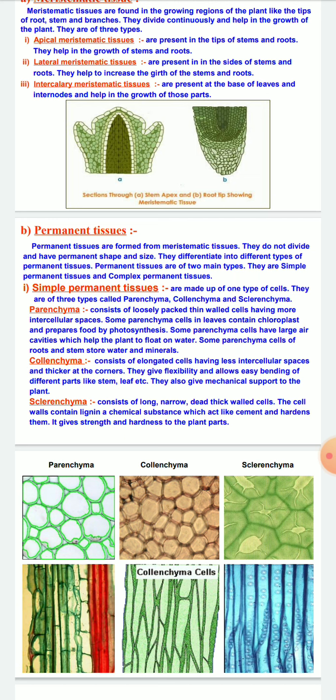Some parenchyma cells in leaves contain chloroplast and prepare food by photosynthesis. Some parenchyma cells have large air cavities which help the plant to float on water. Some parenchyma cells of the roots and stem store water and minerals.